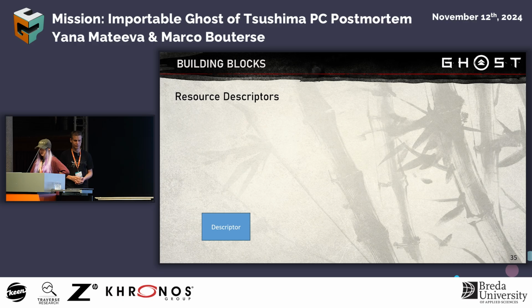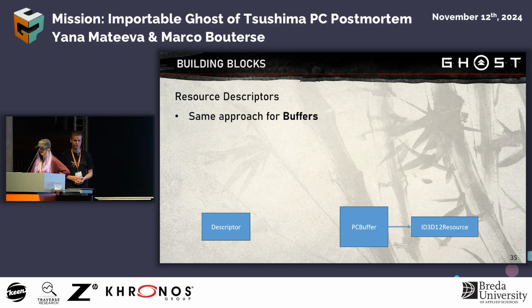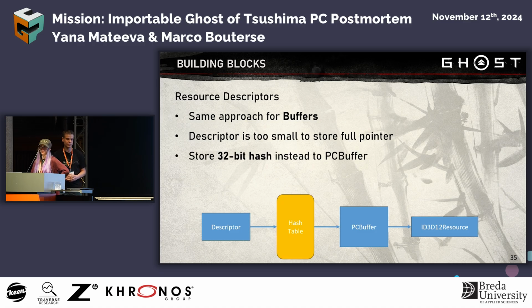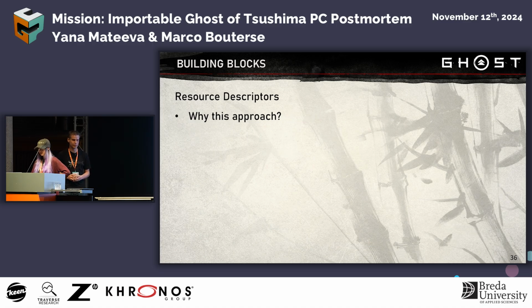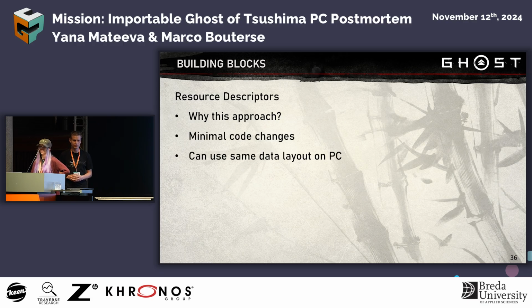For buffers, we take a similar approach, except our descriptor is actually too small to store a full pointer here, so we have to go through a 32-bit hash table. Why do we take this approach? Well, we need to make very minimal code changes on the engine side, and most importantly, we can use the same data layout on PC.